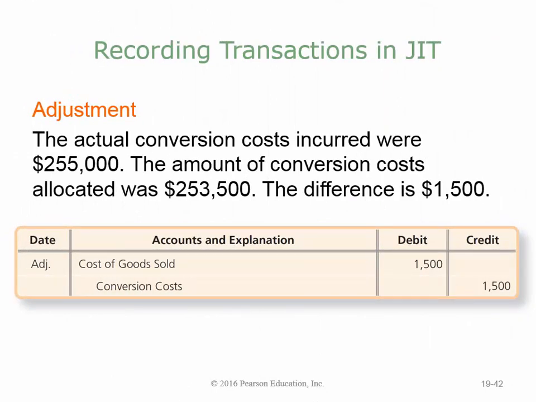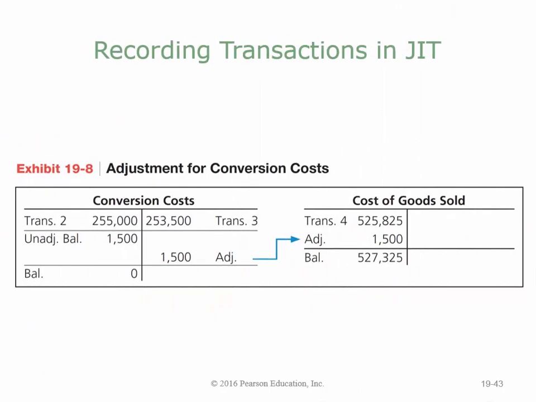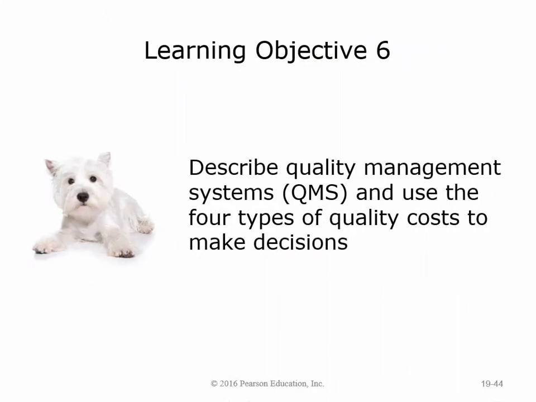The only thing that is different is they use this conversion cost account. All right, and again, it's sort of like an overhead. It's based on an estimate, and then at the end you have to do an adjustment. But it's nothing new. I don't know why they have a whole separate section when it's really the same concepts.